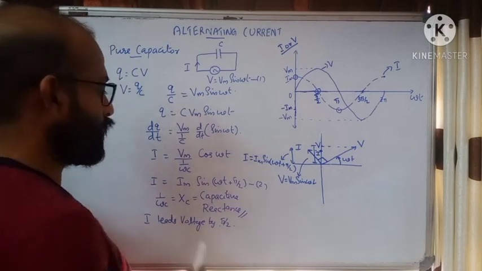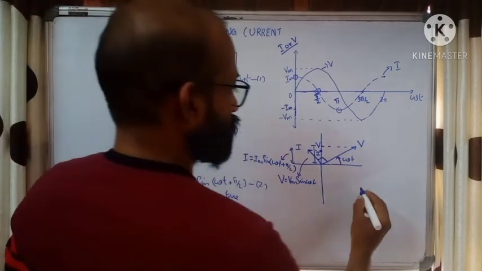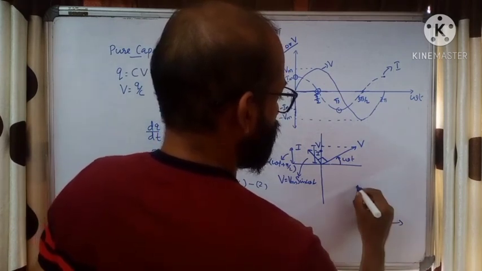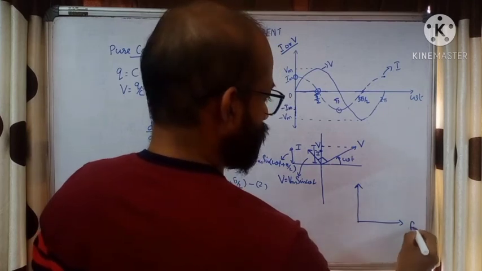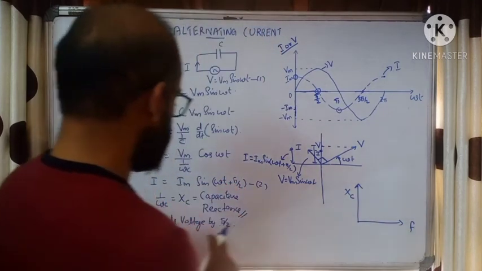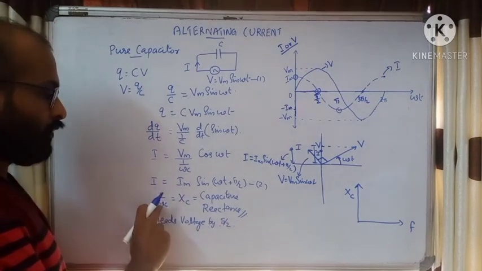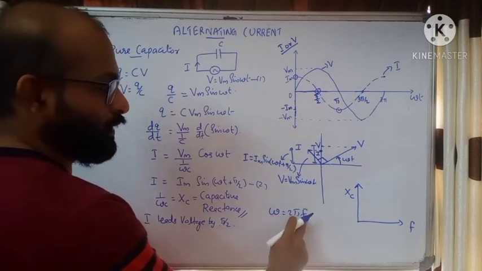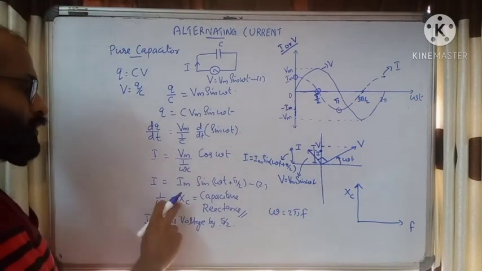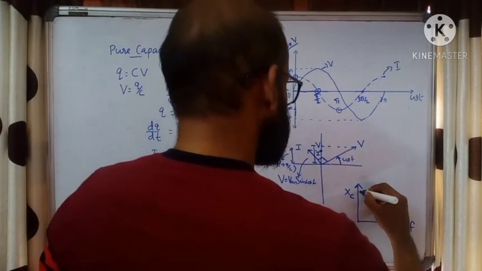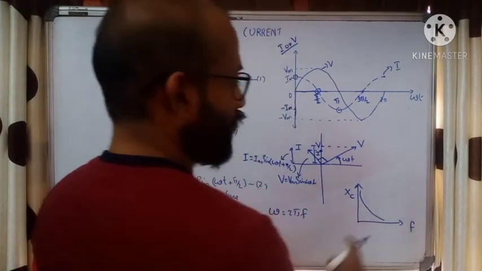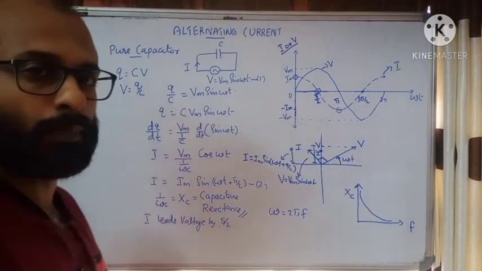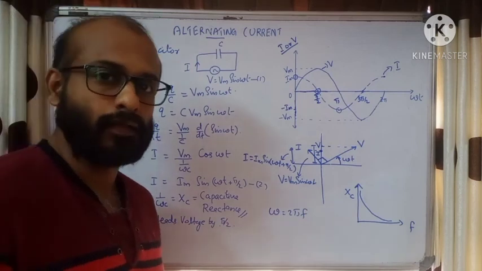Now we can represent the capacitive reactance with the frequency. What happens when we increase the frequency of the applied alternating EMF? This is XC. What is XC? XC is equal to 1 by omega C. We know that when omega increases, and omega is 2 pi f, when f increases, omega increases. When omega increases, XC decreases. So the shape will be like this. It will decrease like this. This is the variation of capacitive reactance with the frequency of the applied alternating source.